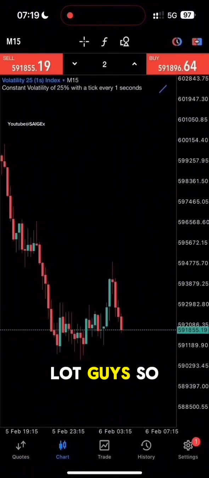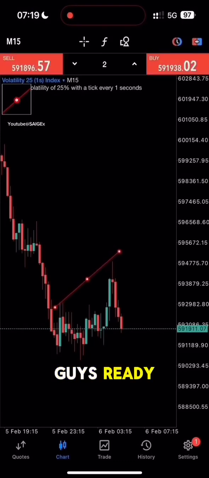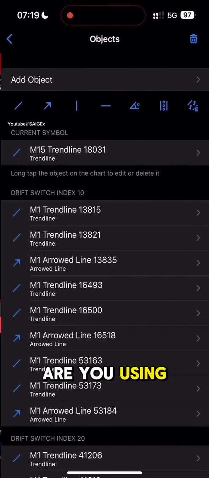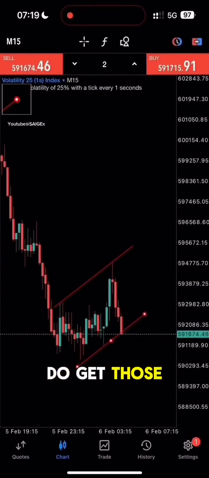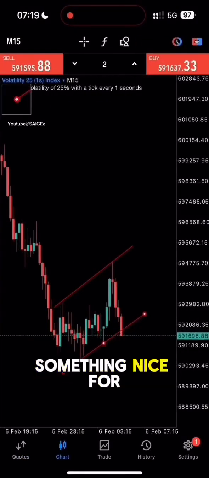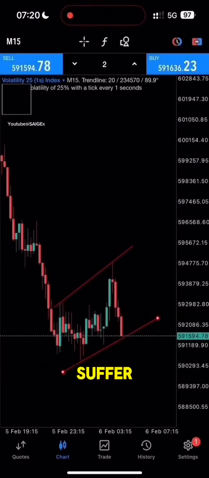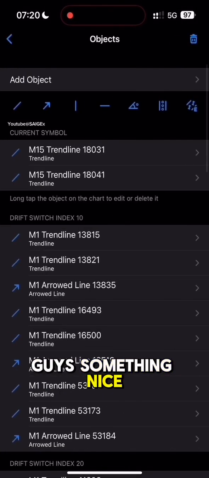Guys, speaking of Valentine's, are you guys ready? You guys haven't been trading. I've given you the bot. Are you using it to get your Valentine money? Do get those ladies of yours something nice for Valentine's. It's not every day that you should just suffer. Get those guys something nice.